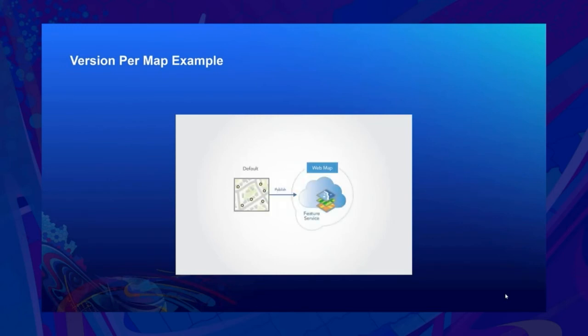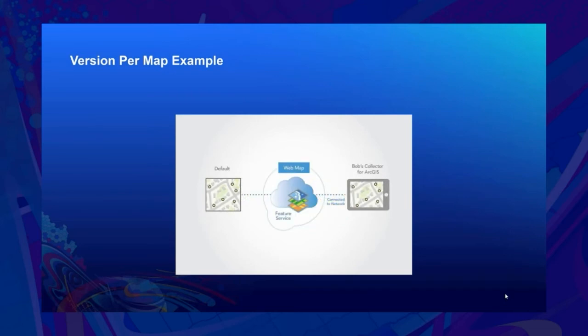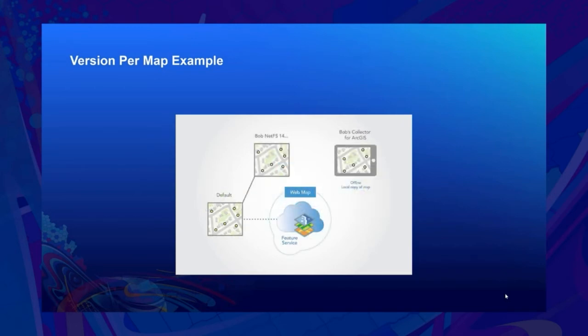Let's take a look at this in a visual form. So for our feature service here, we have our default version, and that is used as a feature service in a given web map. Now, we want to take that web map offline, and we're going to do that with, in this example, Bob's Collector for ArcGIS. So this is the client that's going to take the web map offline.